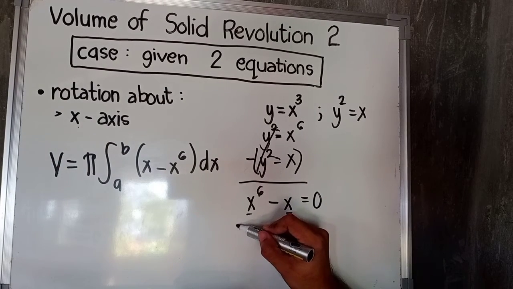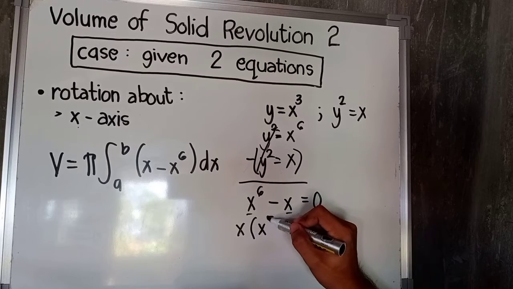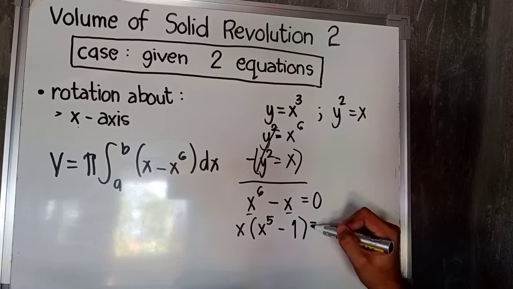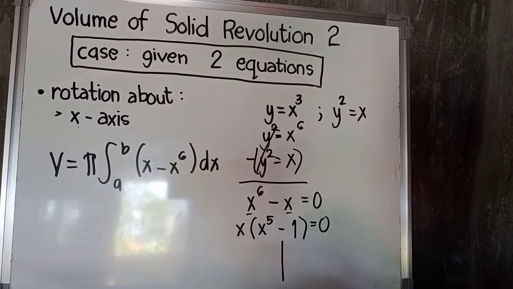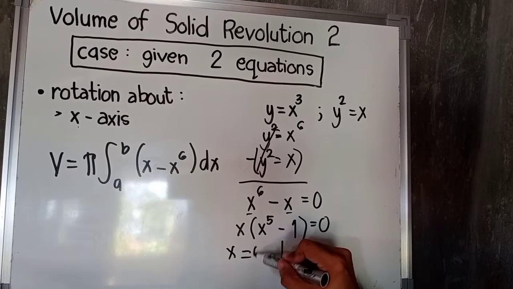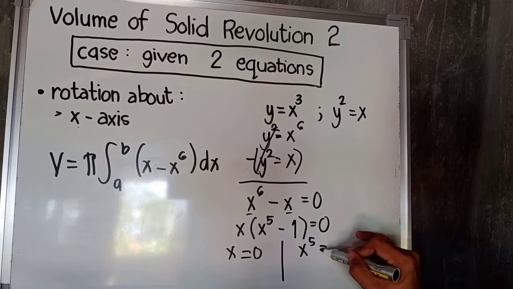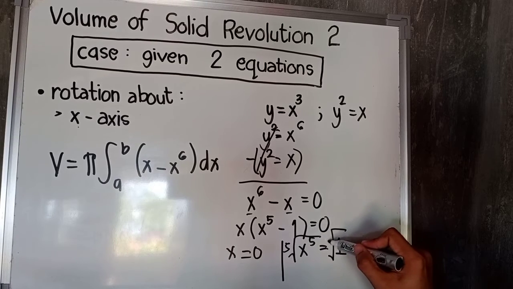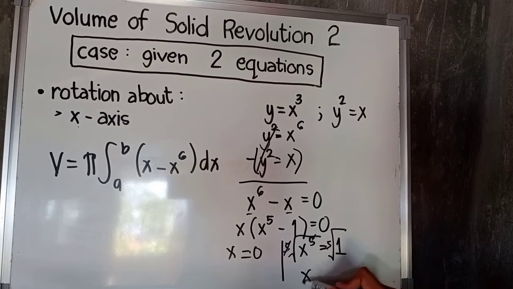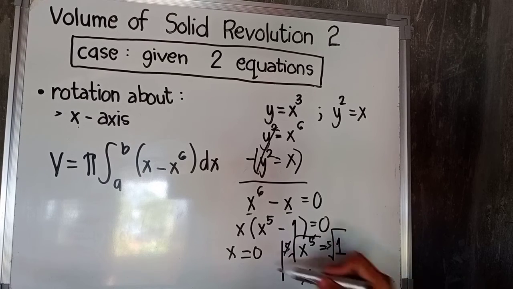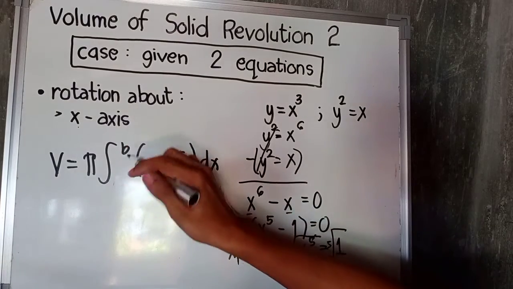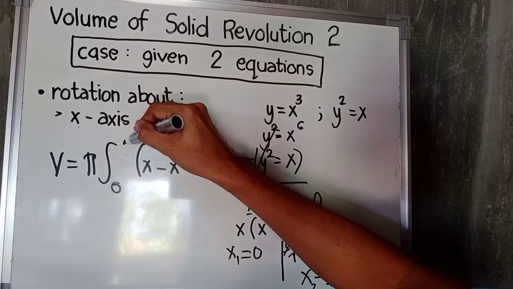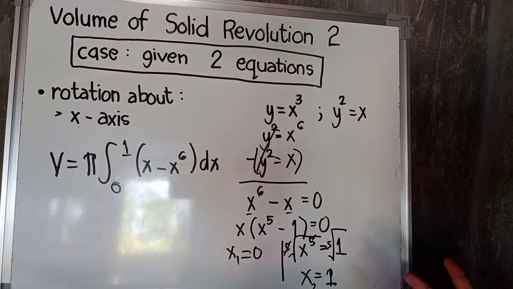So, by factoring, magkakaroon tayo dito ng x raised to 5 minus 1 equals 0. Then, separate natin. X is equal to 0. Then, x raised to 5 is equal to 1. Then, fifth root natin to. Ang fifth root naman ng 1 din. Okay? So, ang values natin is 0 and 1. So, our lower limit will be 0. Our upper limit is 1. So, ready na. Pwede na tayo mag-integrate.